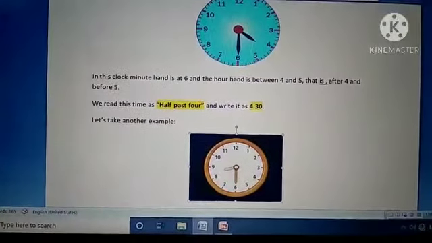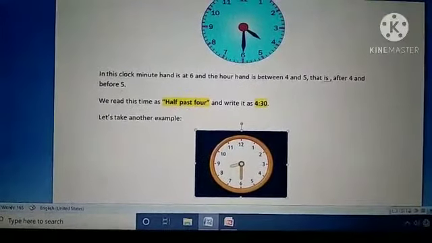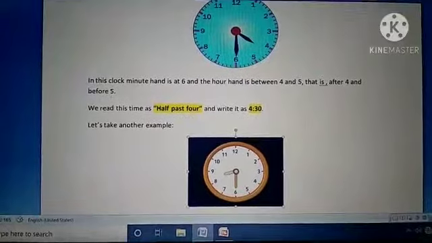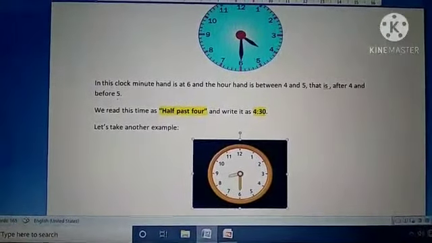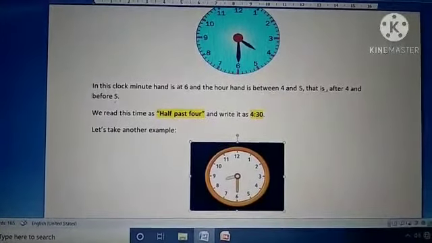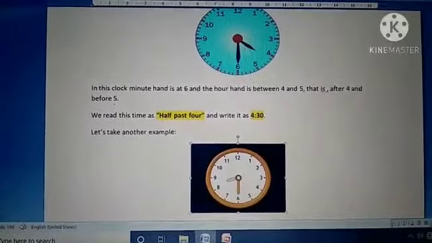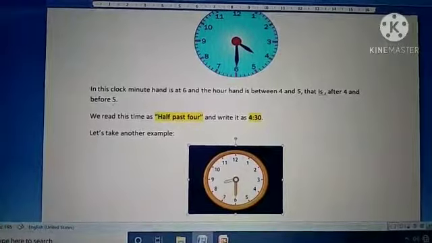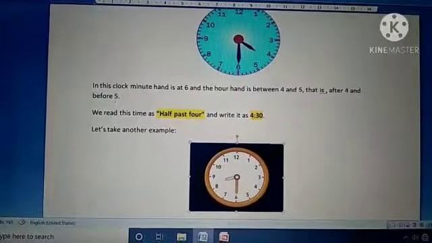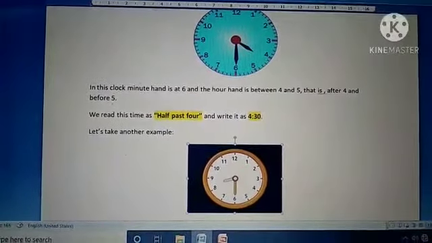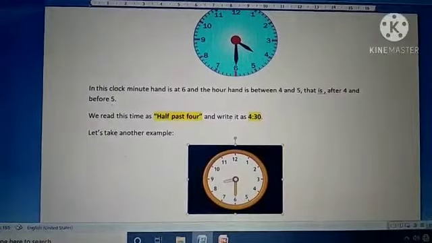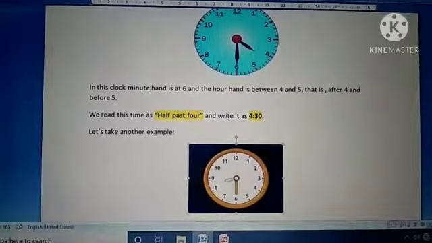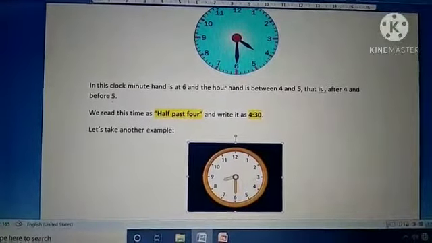So see the another clock. Where is the minute hand? Yes, the minute hand is at 6. And where is the hour hand? Yes, it is between 8 and 9. So can anyone tell what is the time? Think. Yes, the time is 8:30.